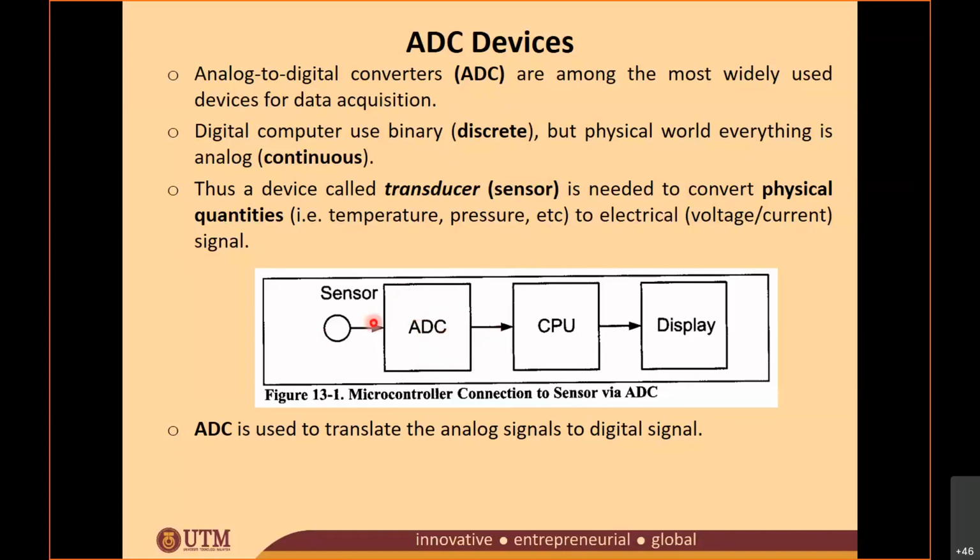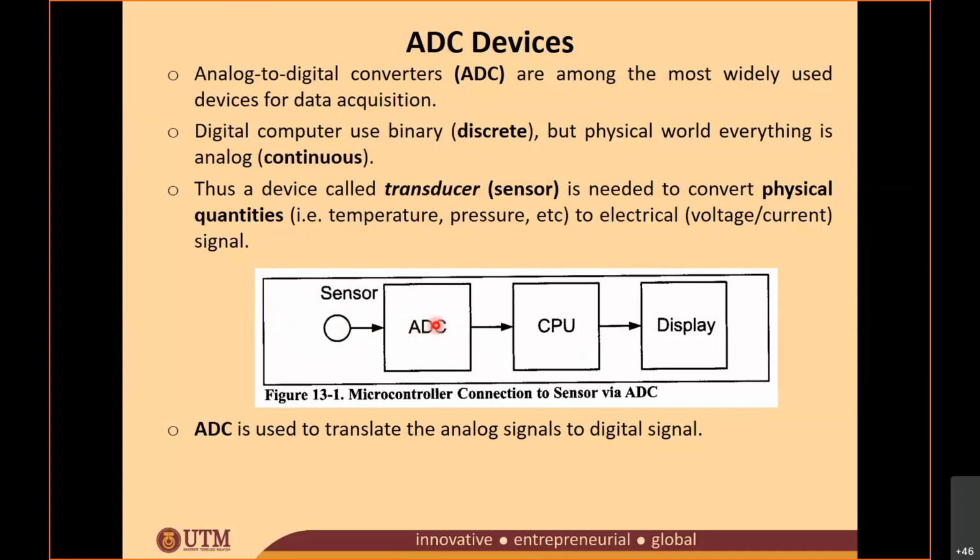So this is how we are going to connect our microcontroller to a sensor via ADC. All right, so you have these sensors here. Before the sensor, you have analog quantities, your analog signals that you're going to acquire or convert. Then you have a sensor. This sensor will capture the analog signals and convert the physical quantities of your analog signal to an electrical signal, such as a voltage or a current. Once the sensor converts it to an electrical signal, it will go to the ADC. Inside this ADC, the analog value will be converted to a digital value.